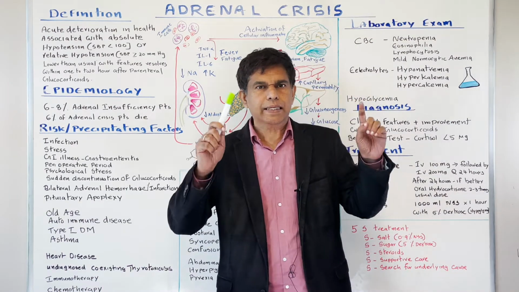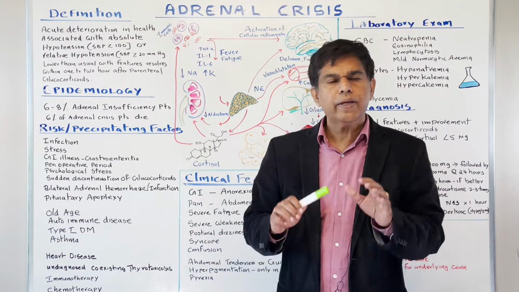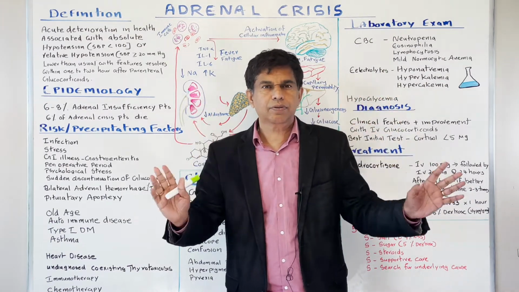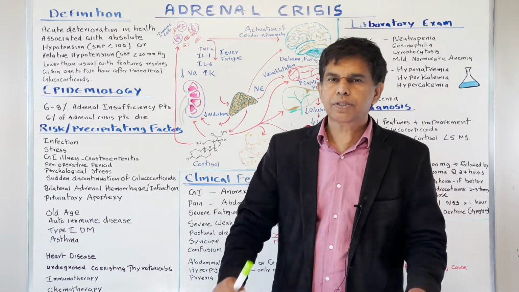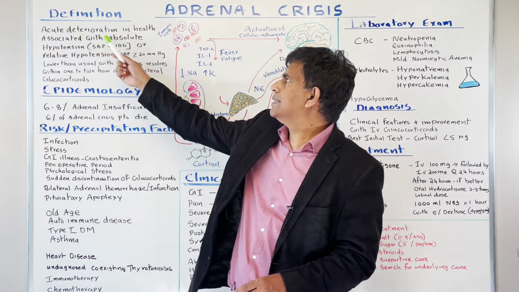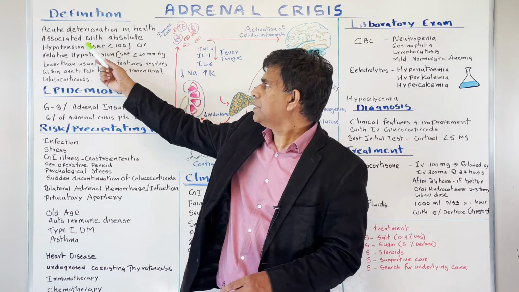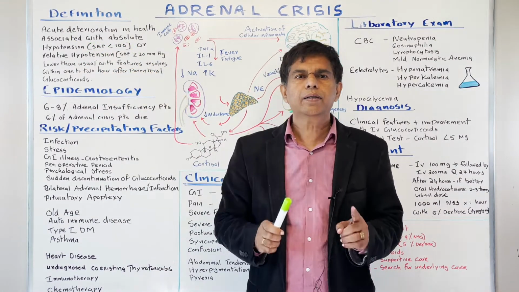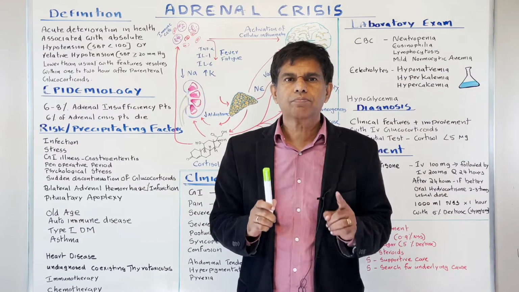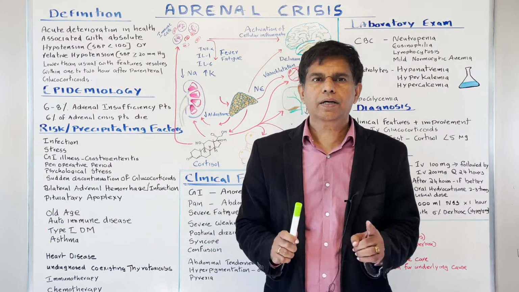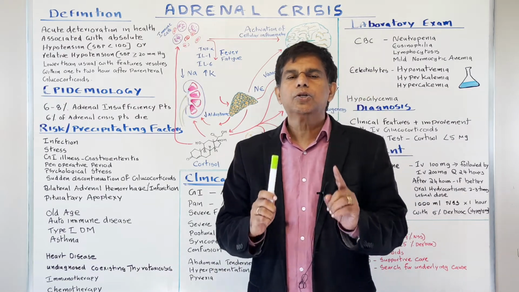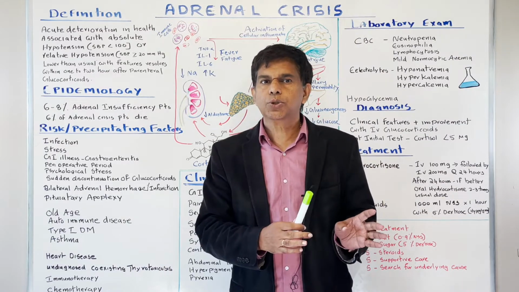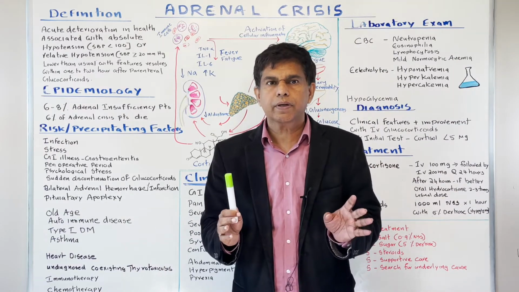Again, our topic is adrenal crisis, okay? Before we jump into the topic, we just need to know the definition, right? So let's look at our definition. That's the first step. Acute deterioration in health associated with absolute hypotension. Remember that. Hypotension, systolic blood pressure usually less than 100, or you have to look at their baseline blood pressure. If it is 20 less than their baseline, that also meets the criteria.